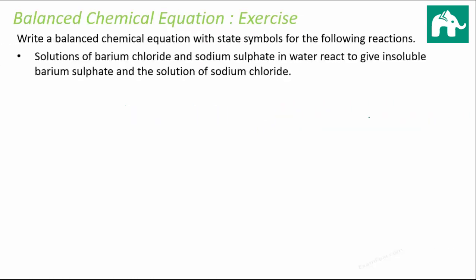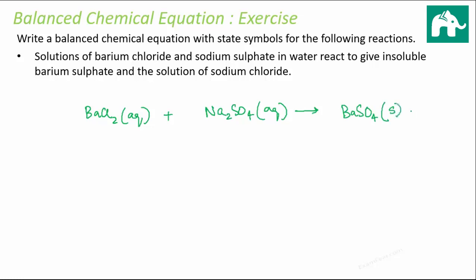It says solutions of barium chloride, that is BaCl2. It is a solution, so it will be aqueous. And sodium sulfate in water. Sodium sulfate is Na2SO4. Now this is also a solution, right? So this is aqueous. Gives insoluble barium sulfate. Insoluble means it is not soluble, so it is not a solution, it is a solid. So this would be solid, plus solution of sodium chloride, that is NaCl, aqueous. And now all that we need to do is balance this equation, and I leave it to you as a task. I'm pretty sure that you will be able to balance the equation.